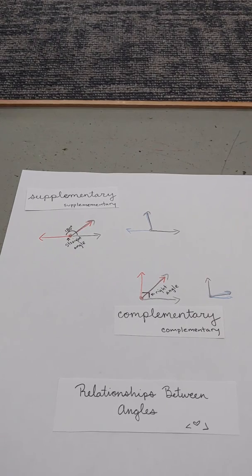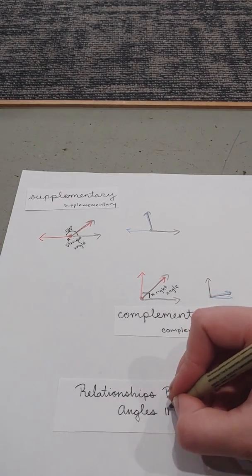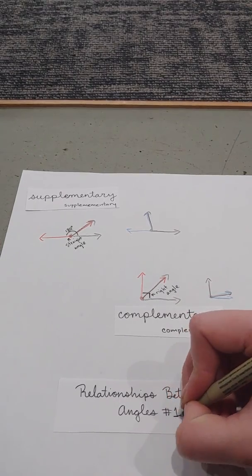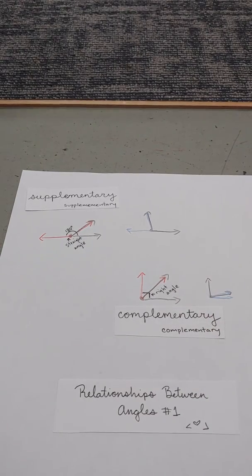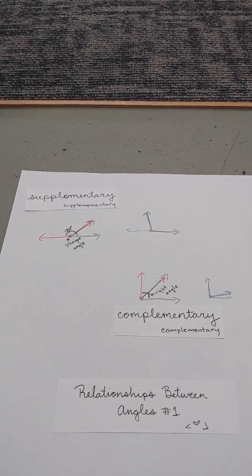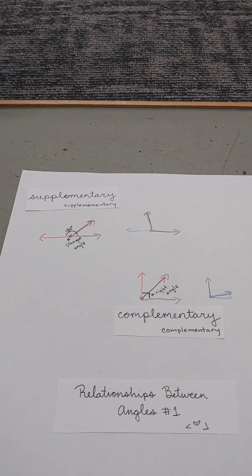I think we're actually going to save the second part for another lesson. So let's change this to say relationships between angles number 1. Make sure you record that in your journal. Draw yourself a little doodle somewhere so that you have practice with these words. Maybe even practice spelling them a couple times because, my goodness, complementary and supplementary are long words.